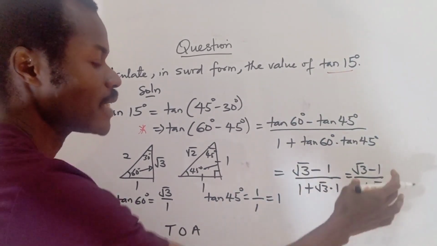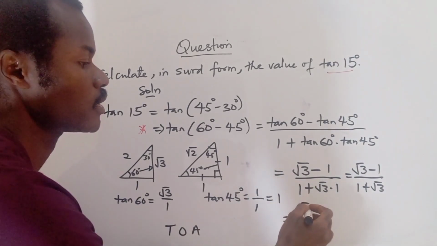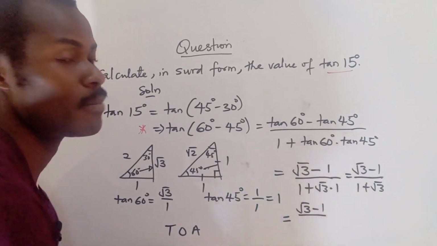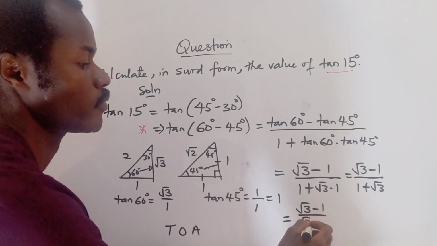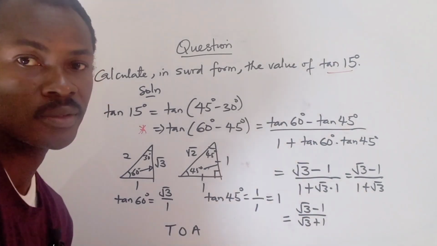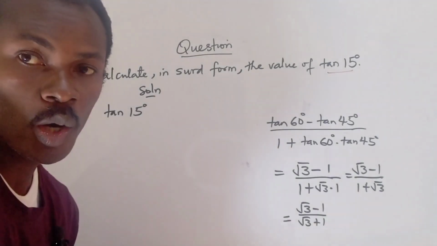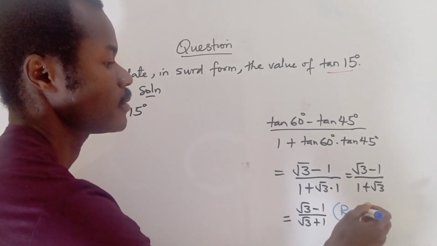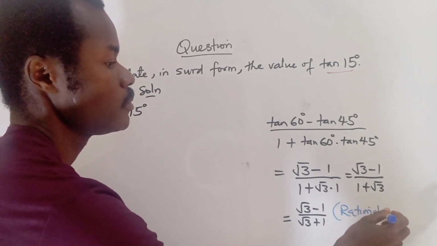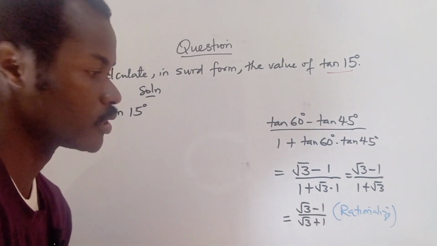Now this we can write as square root of 3 minus 1 divided by, I can interchange this, so I can start with square root of 3 plus 1. So now that we've got into that, all we need to do is rationalize.